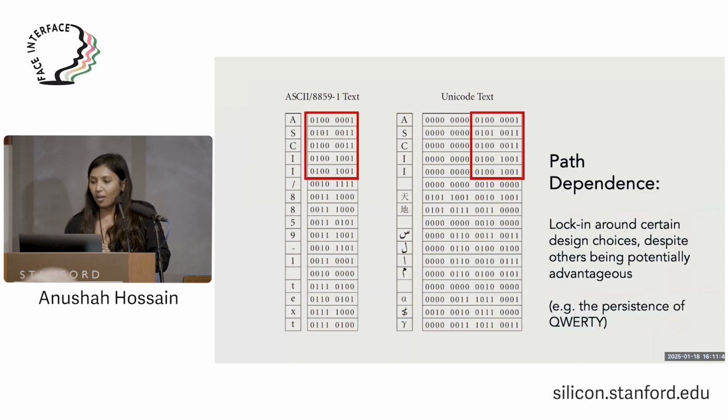So in the history of technology, we call this phenomenon path dependence, and it refers to the locking in and persistence of certain design choices despite some other alternative being technically superior or having other advantages. So QWERTY is another example. Why do we use QWERTY? Maybe something else is better, but that's what we mostly have.